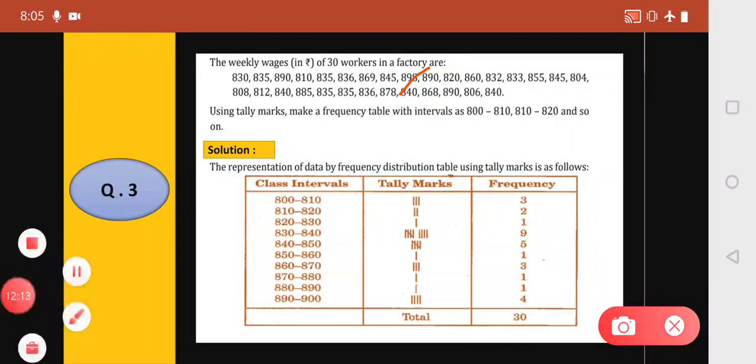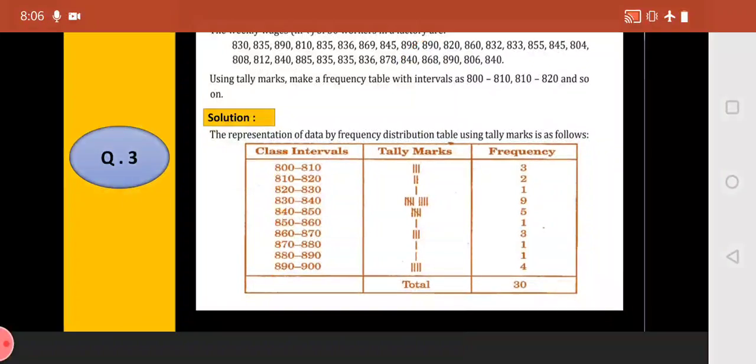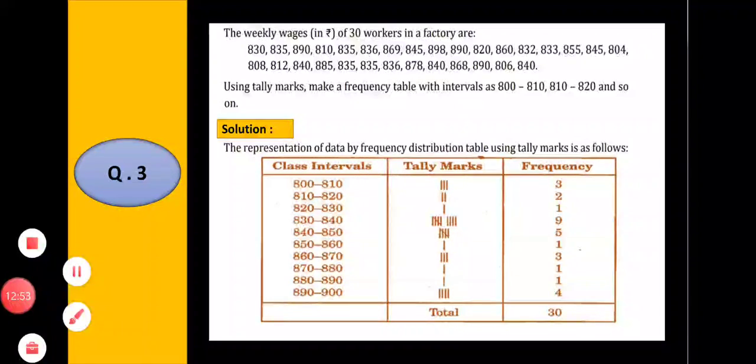So the class intervals we have selected here: from 800 to 810, then 810 to 820, then 820 to 830, then 830 to 840, 840 to 850, 850 to 860, then 860 to 870, 870 to 880, 880 to 890, and 890 to 900. So our last upper limit of the class interval should be 900. Now let's see for each class how many frequencies we are getting, and we have to check that.